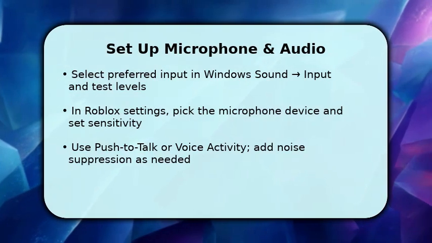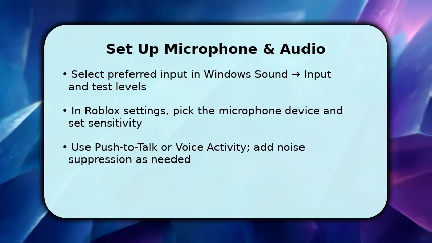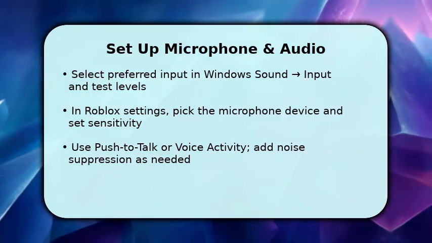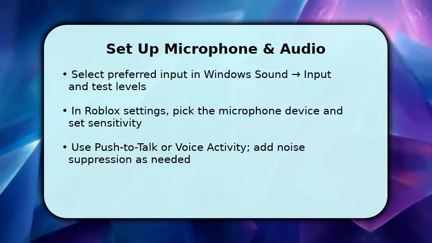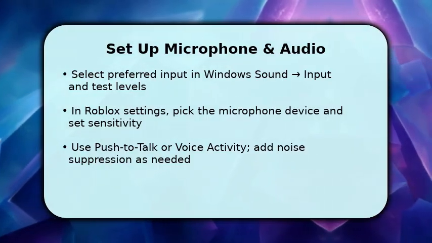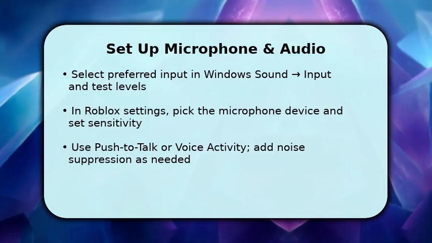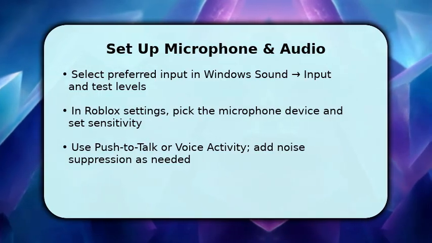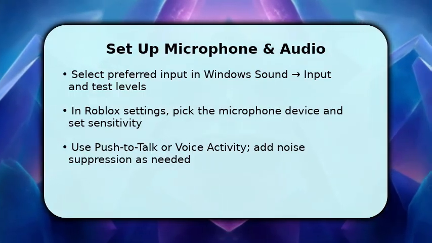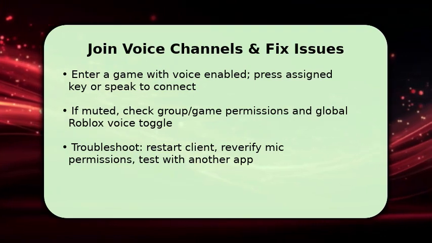Next, configure your microphone so incoming voice is clear and reliable. You should pick the input device in Windows sound settings, run a test to check levels, and adjust gain so you avoid clipping. Then, in Roblox audio settings, choose that same device and set microphone sensitivity. This ensures Roblox hears you but ignores background noise. Once done, decide between push-to-talk for control or voice activity for hands-free chatting, and enable noise suppression if your room is loud. Finally, enter a Roblox experience that supports voice and connect.